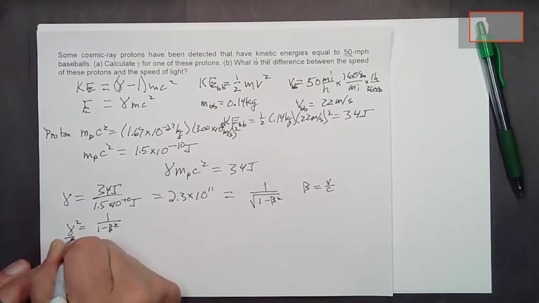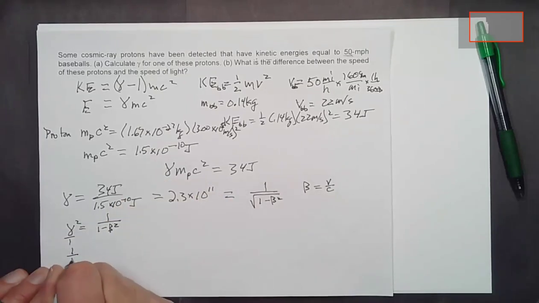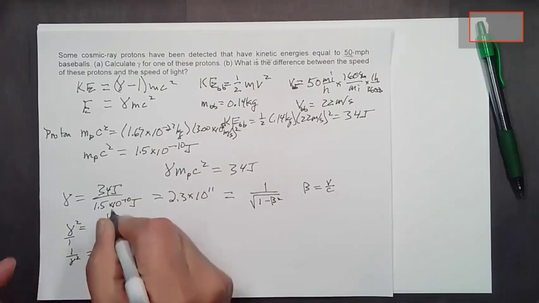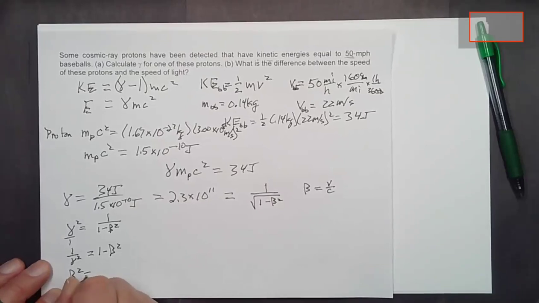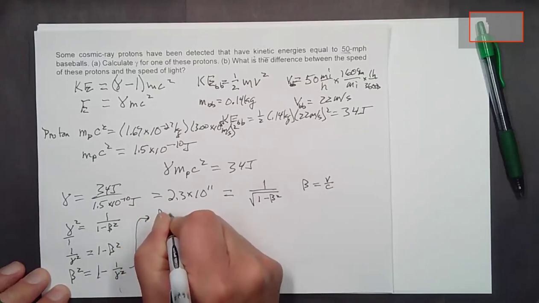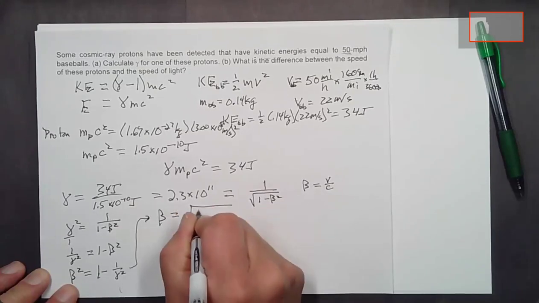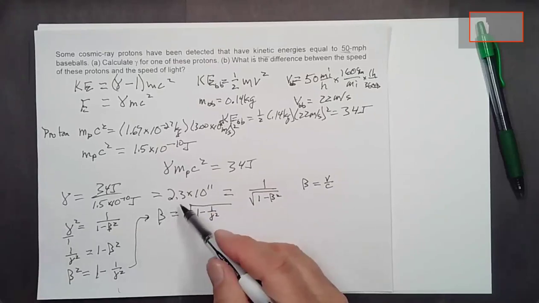If I think of this as gamma squared over 1, I can flip both sides, and I get that 1 over gamma squared is equal to 1 minus beta squared. I'm going to kind of work in columns here. Beta squared is going to be 1 minus 1 over gamma squared. Or, coming up here, beta, which is v over c, is going to be the square root of 1 minus 1 over gamma squared.